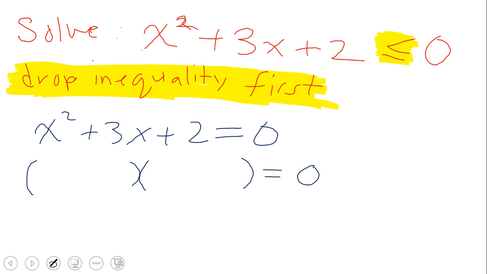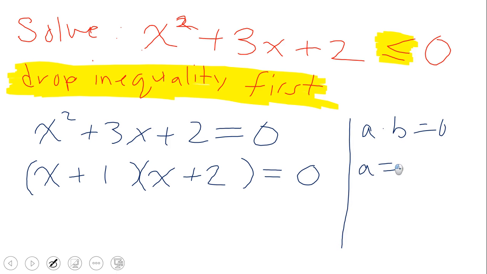So we have x and an x, and two factors of 2 that add up to 3 are going to be plus 1 and plus 2. Right. So basically, I got two things being multiplied to give me 0. If I have a times b equals 0, that means that one of two things has to be true: a equals 0 or b equals 0.